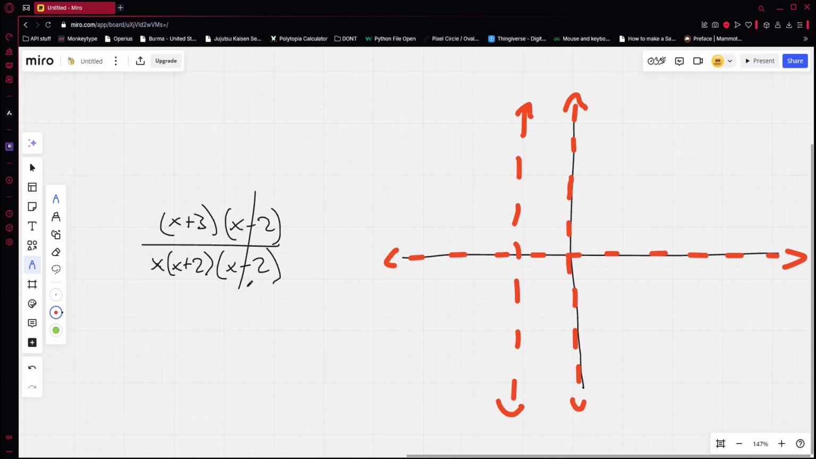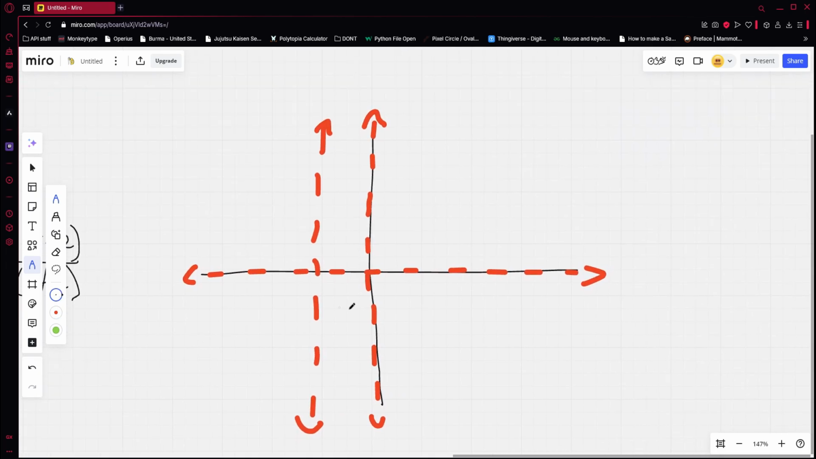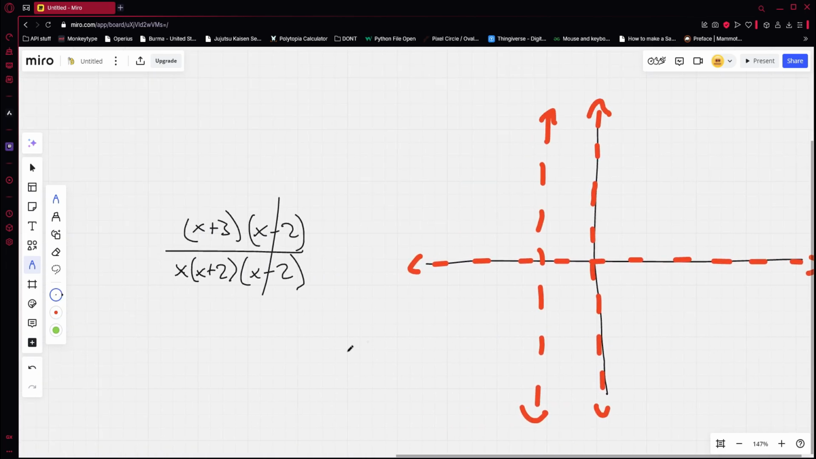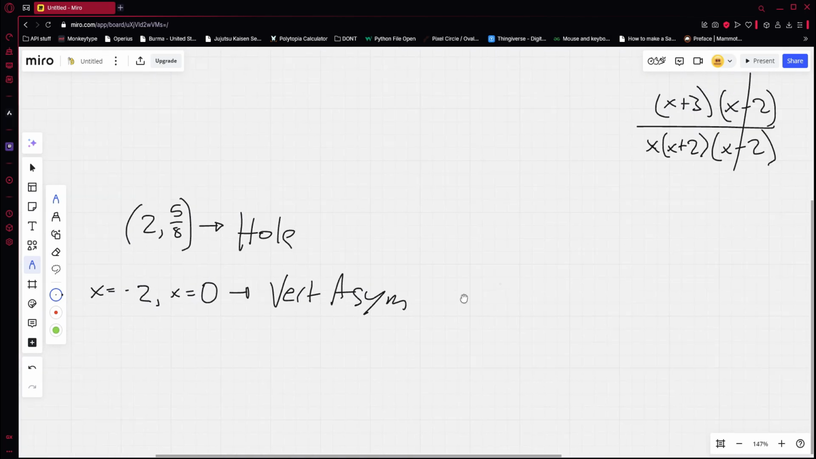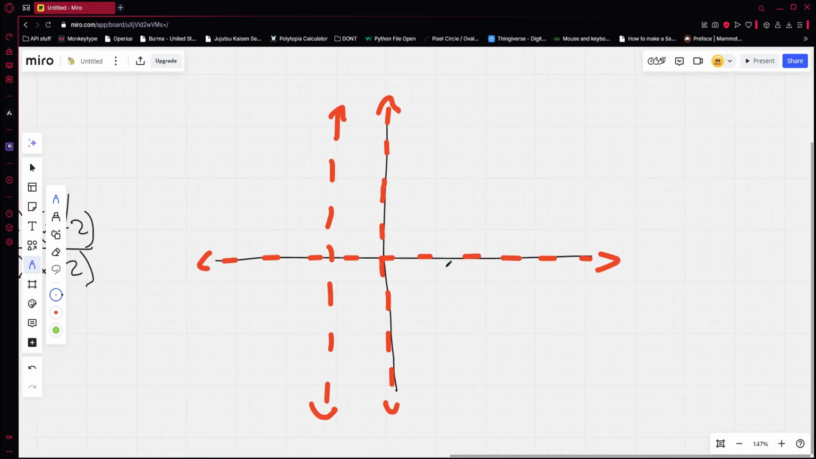Now we have a hole at x equals 2. What are we going to do? Well, over here is x minus 2. And we already did the math to find out where the y is. It's at 5 over 8. So x equals 2, y equals 5 over 8. We're going to draw a circle right here.